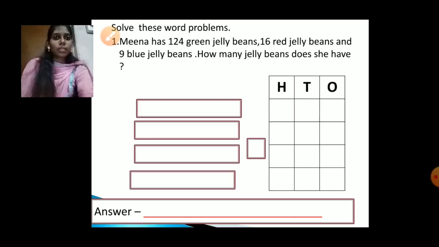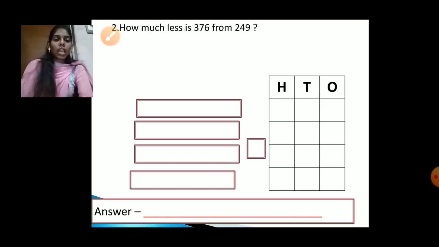Done? Write the next. How much less is 249 than 376? See, one box is given. In that box you have to write the signs. That means if you are doing subtraction, then write the subtraction sign. If you are using the addition operation, then write the addition sign. Done? Okay.